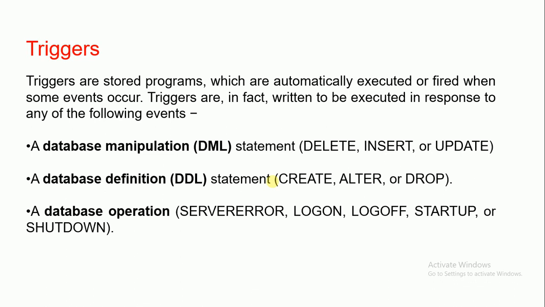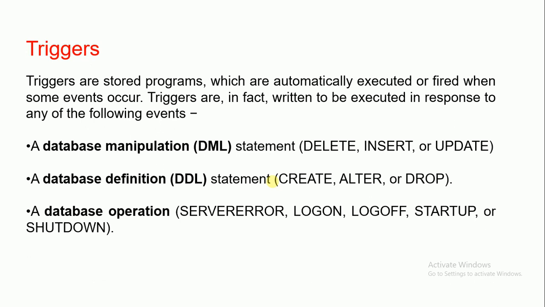Similarly, if you want to type something in a Word document, you are going to press the keys on the keyboard. When you press the keys, the pressing is called an event. When that event occurs, the particular character will be displayed. So these are the different kinds of events which are normally used.